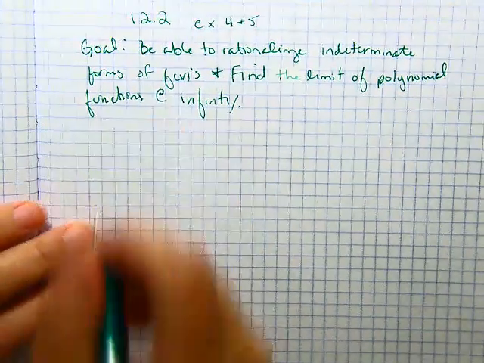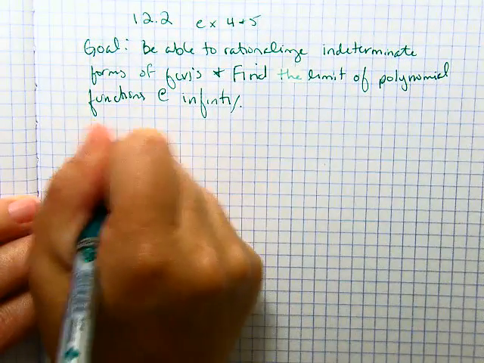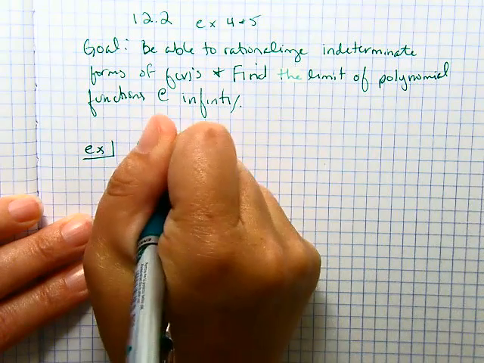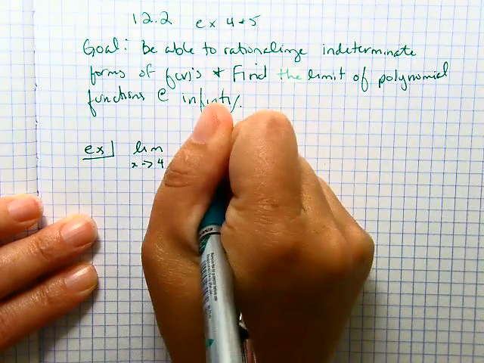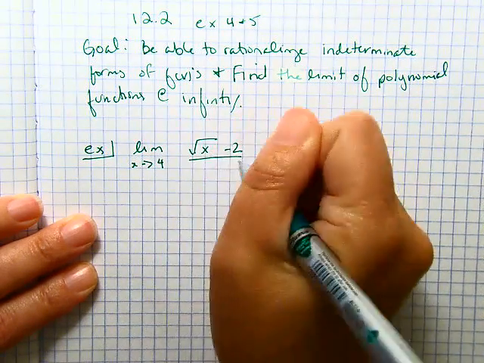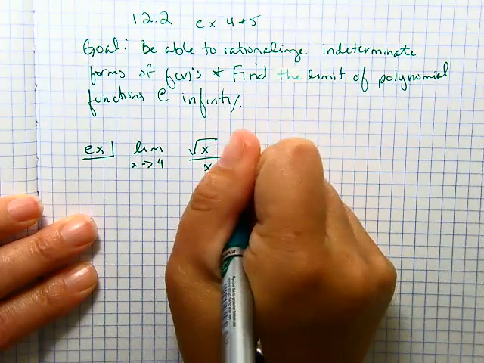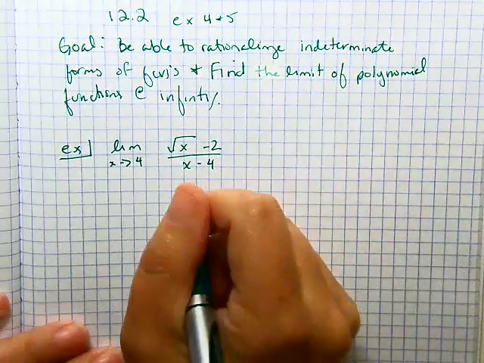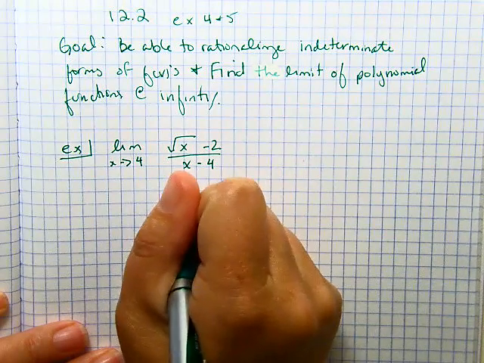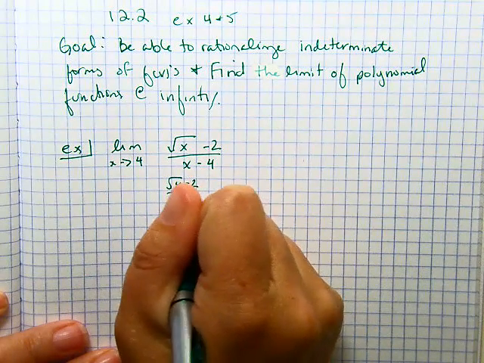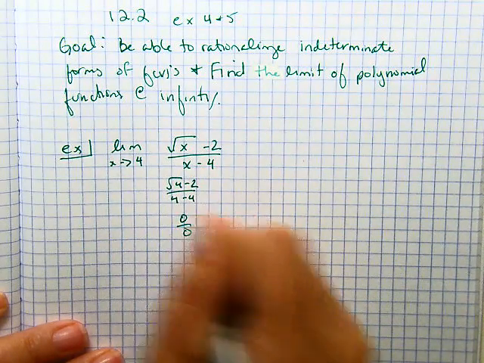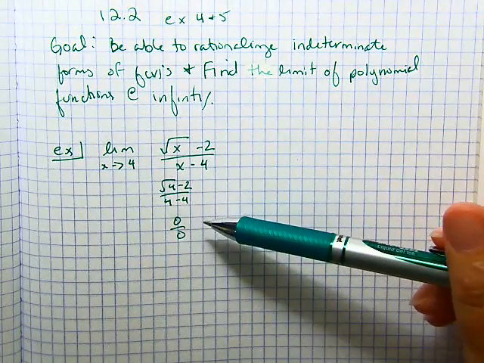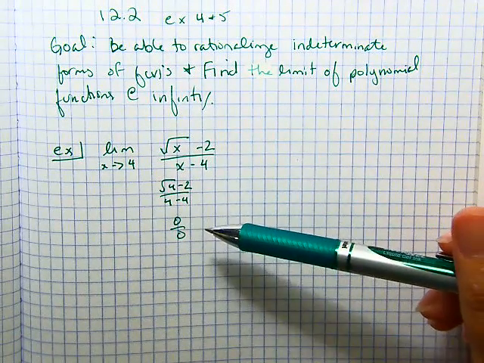If you'll recall yesterday, say the limit as x approaches 4 of the square root of x minus 2 over x minus 4, our first step is to do direct substitution if possible. We get the square root of 4 minus 2 over 4 minus 4, which ends up with 0 over 0, which is the indeterminate form.